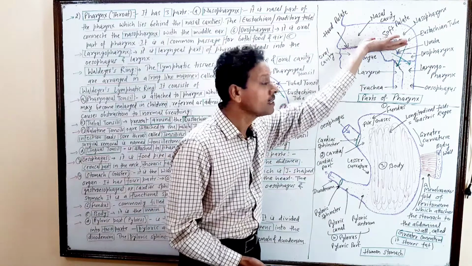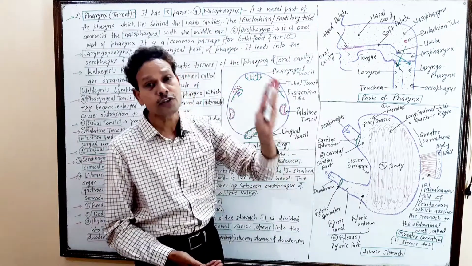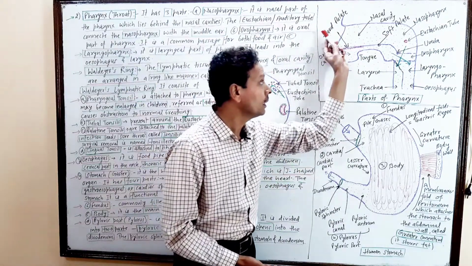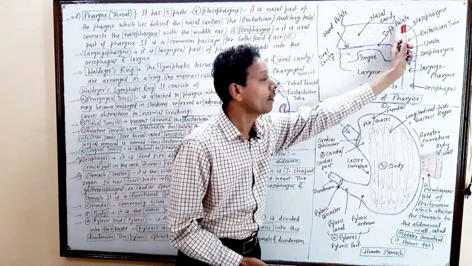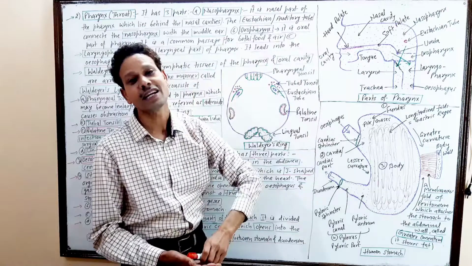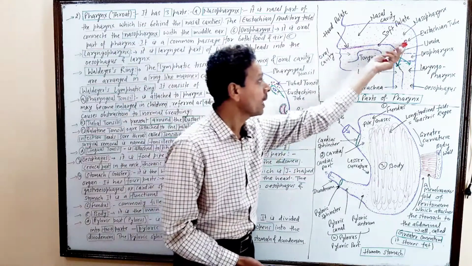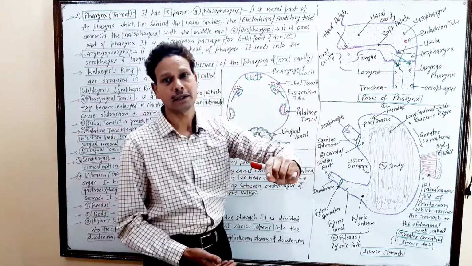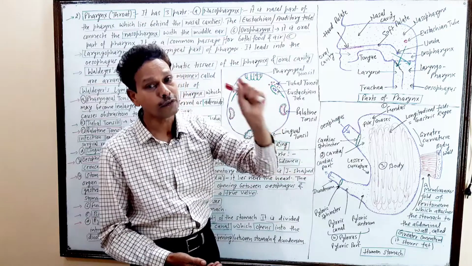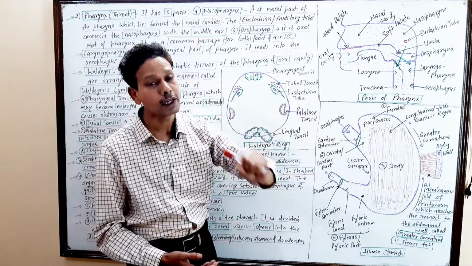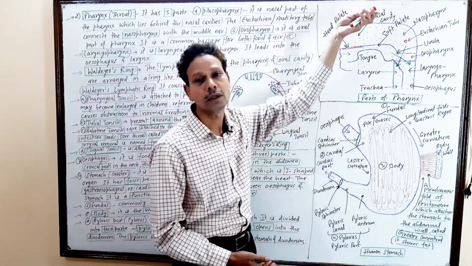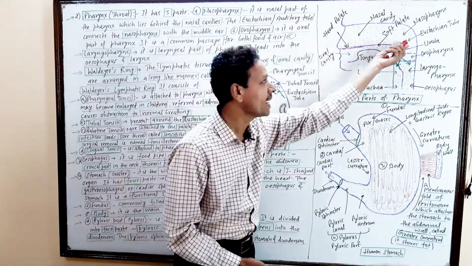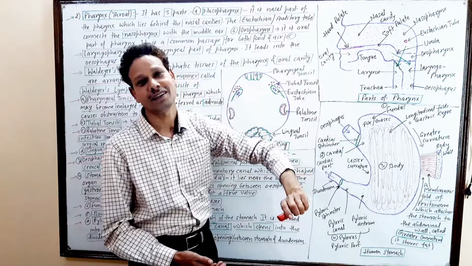Its upper part is nasopharynx. It lies behind the nasal cavities. In this nasopharynx, a pair of openings are there. These are openings of eustachian tubes, the auditory tubes. And these eustachian tubes connect this nasopharynx with the middle ear.